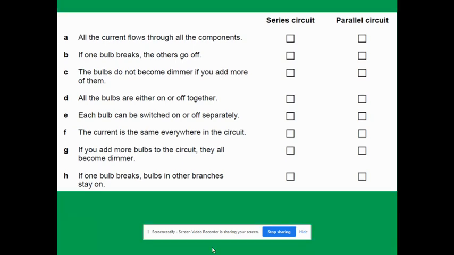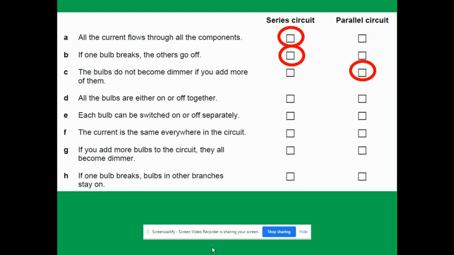Let's have a look if you were right. All of the current flows through all of the components. Well, that's because there's only one route to take, so it must be a series circuit. If one bulb breaks, then the others go off. So the bulb breaking is breaking the circuit, which means that there's obviously not another path for it to take, which tells you again that it's a series circuit. The bulbs do not become dimmer if you add more of them. Well, if the brightness of the bulb isn't changing, then that tells you that the energy isn't being shared. So that must be a parallel circuit.